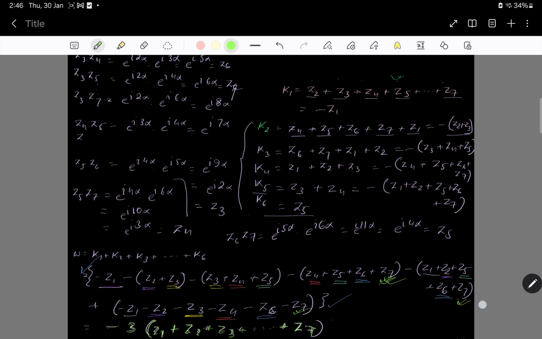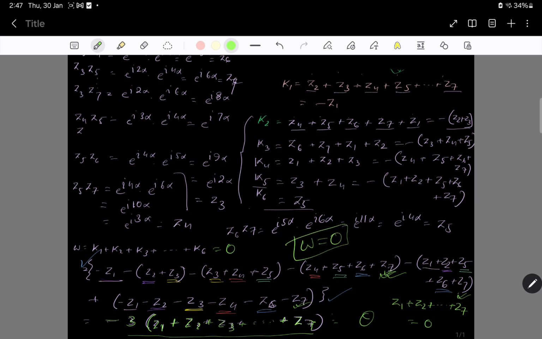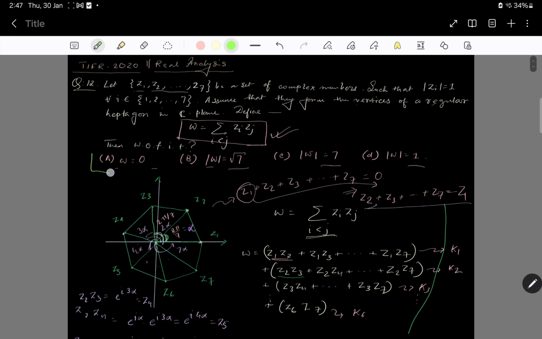Okay, now as I discussed earlier, this entire term is 0, because we already know that z1 through z7 is going to give us a 0 resultant. Hence we are getting our w equal to 0. Now this is what the first option says, option A, w is equal to 0 is the answer. And I think that's a good place to stop.